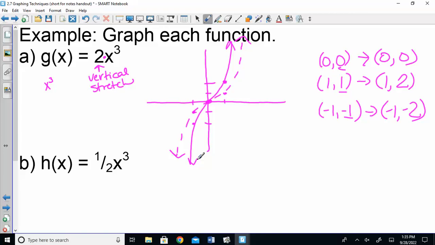If you had more points, if you had put the 2, 8 on your parent function, what would it become? You just take your y times 2. If you had 2, 8, it would become 2, 16, and negative 2, negative 8 would go to negative 2, negative 16. So you can put as many points as you want. 3 is just our minimum.